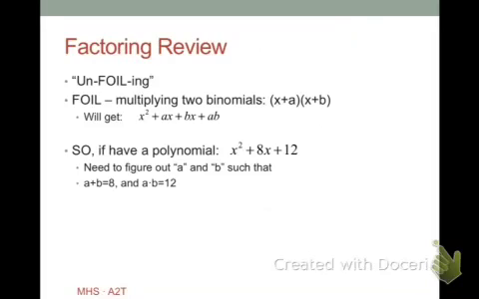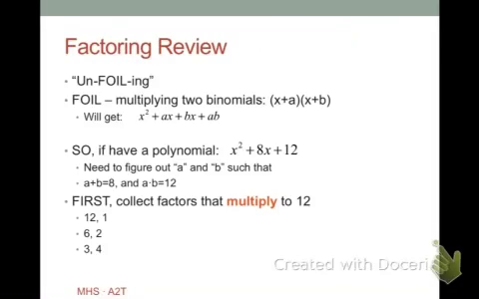So what factors of our polynomial can multiply to give us 12 and add to give us 8? First we want to collect all of the factors that multiply to 12. So we could list them: 12 and 1, 12 times 1 is 12, and then 6 times 2, and then 3 times 4. So we figure out the factors. And then we say, well, which of those two will add together to give us 8? And we look and we see that the 6 and the 2 will add to give us 8. So that is going to be our solution, or our factors.